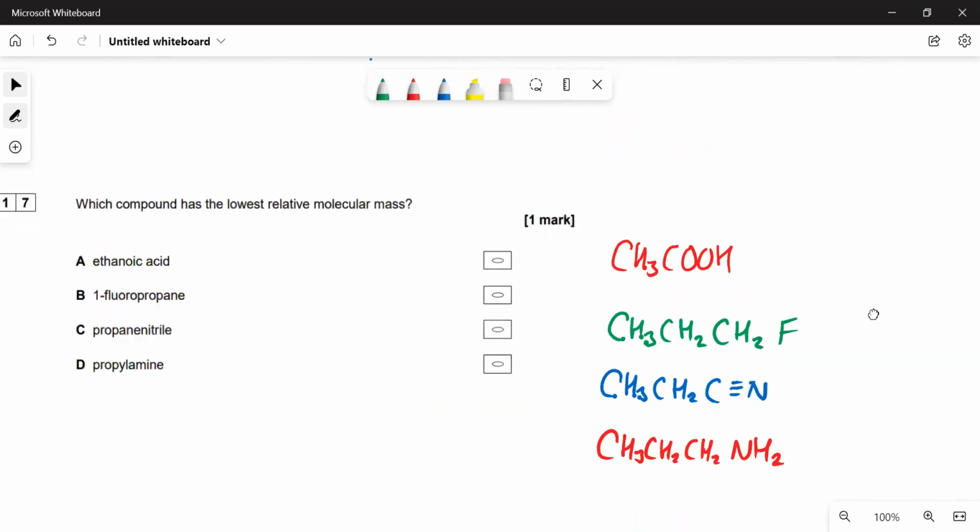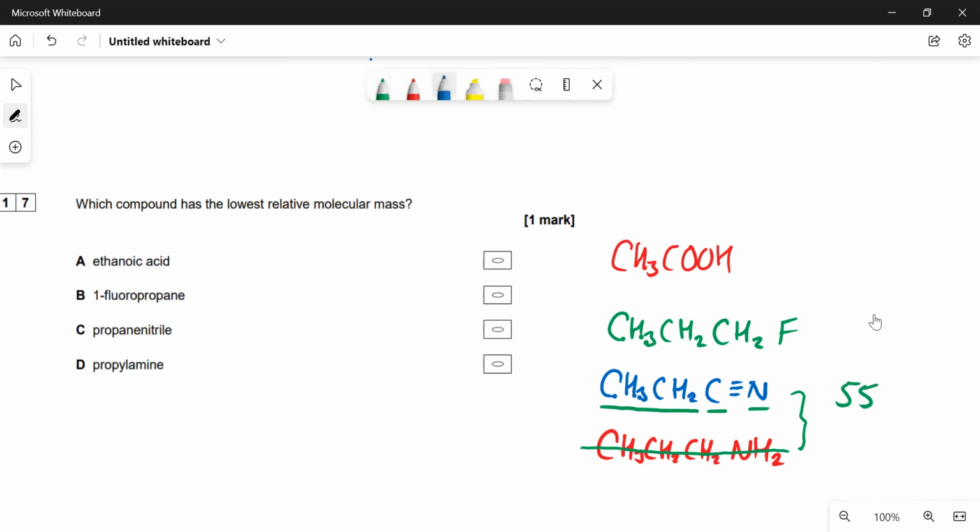Right, which compound has the lowest relative molecular mass? Okay, so I've drawn out the formulae of all of those three. And we can probably see straight away, if we compare these two, which one's got the lowest molecular mass? Well, it can't be that one, because that's the same as the other one, except it's got 4 more hydrogens, okay? So forget about that. Now, let's think about the nitrile. That's going to be 29, plus 12 for the carbon, plus 14 for the nitrogen. That's going to be 55. I think that's going to be the smallest one.